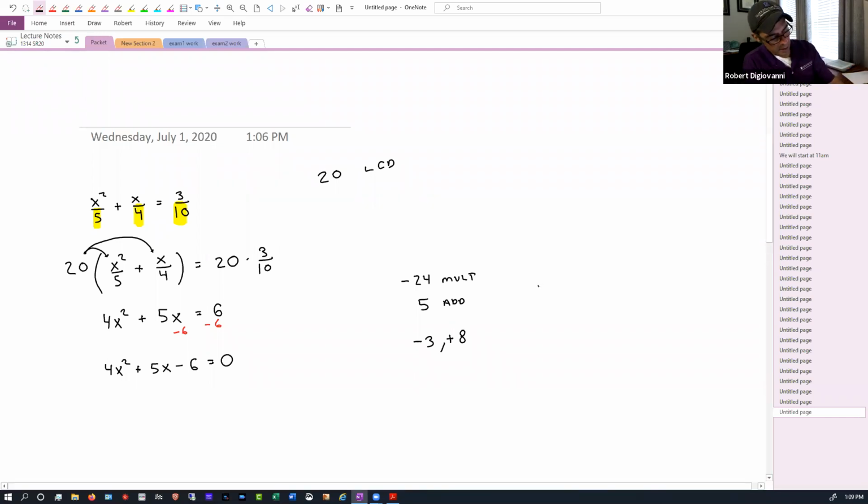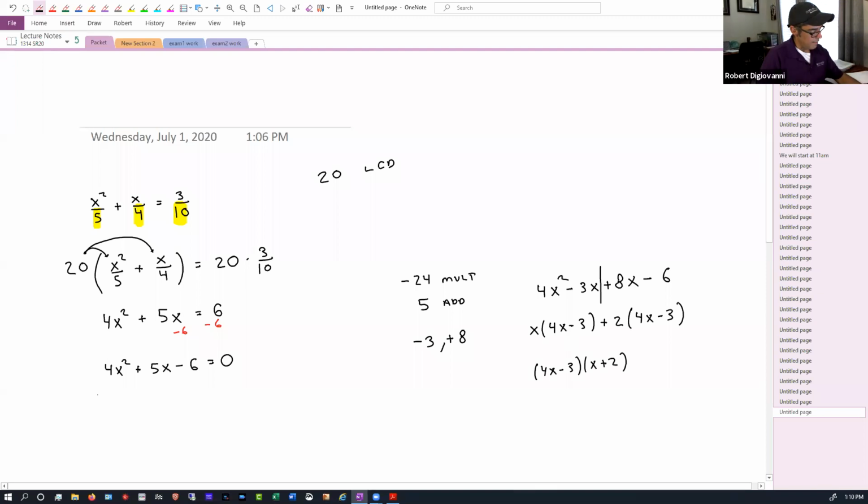Okay, so that means I can rewrite my thing as this. So that's me rewriting the 5x as negative 3x plus 8x. And then I do my grouping. So I should be able to pull an x out. And then on the second one, I should be able to pull a 2 out. And since they match, I get 4x minus 3, and then x plus 2.